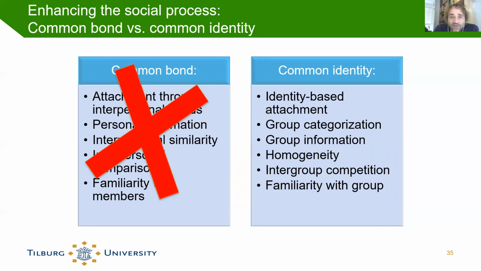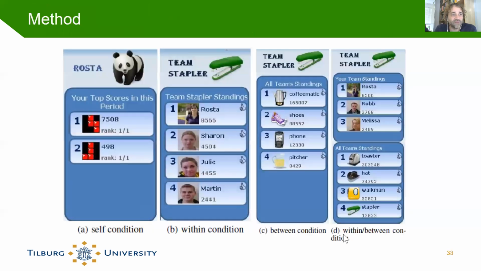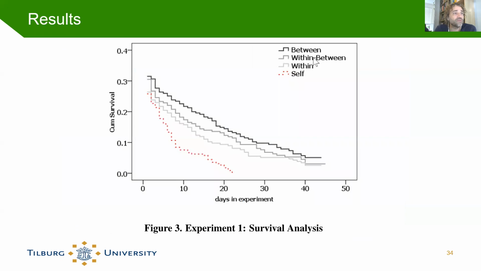What if you play against other teams as a team, but individually have to gain points individually? Yeah, that is this condition, the within between condition. So you play against other teams, but also individually. So the within between condition is this one, the dark gray, and that worked second best. So a bit less than the against other teams alone.